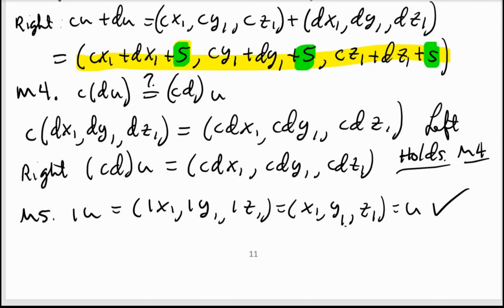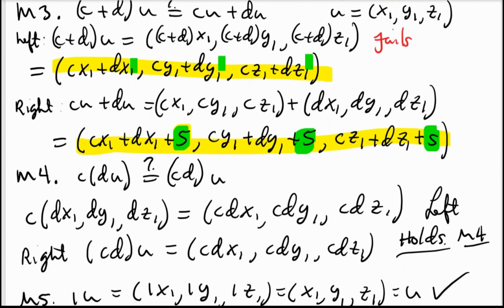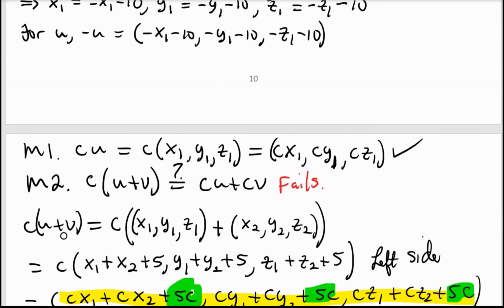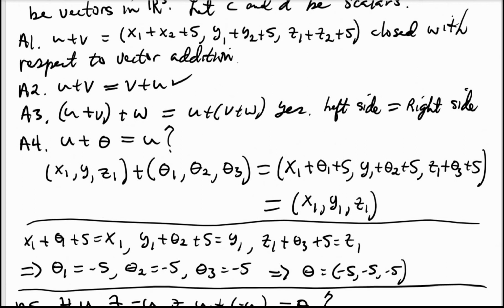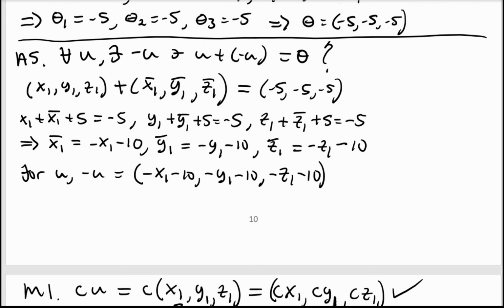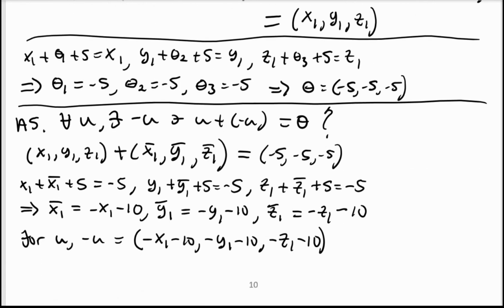So that one holds. So you can see which ones failed. We got M3 failed, M2 failed, and everything else seemed to have worked out. We had to use that modification for A4 and A5 to get the funny looking 0, and then A5 to get that funny looking negative. But it works out for the particular set.